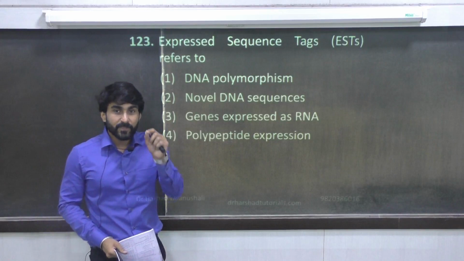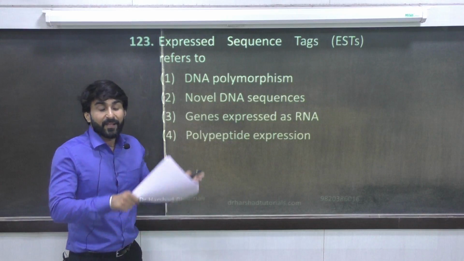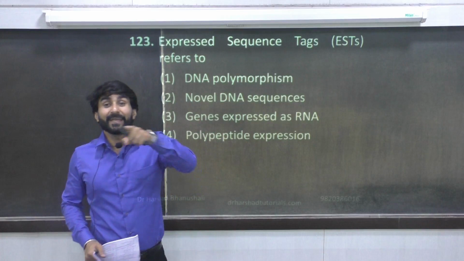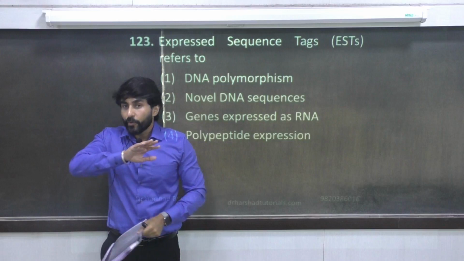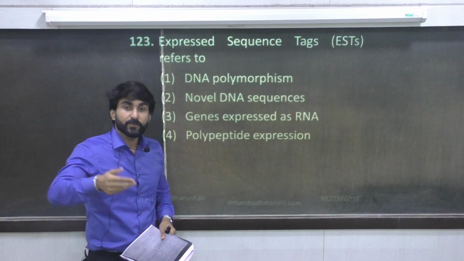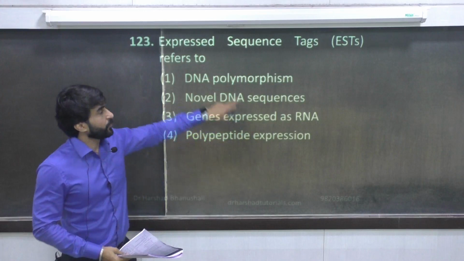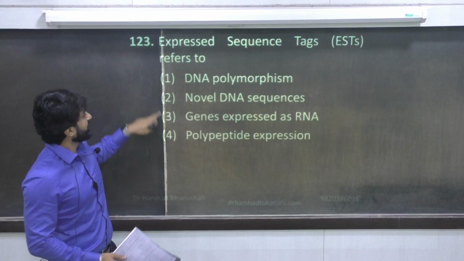Expressed sequence tags were used to study those DNA molecules which act as coded molecules. It means those DNA molecules which can get expressed in the form of RNA. So you have your option number 3, which says genes expressed as RNA. Expressed sequence tags means not studying those regions which are introns, studying only those regions which are exons. Exons are these. So for expressed sequence tags, the answer would be 3, genes expressed as RNA.